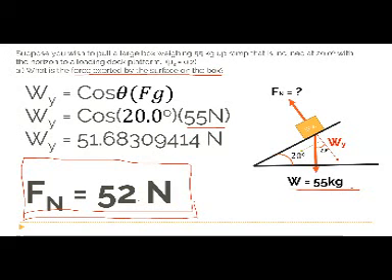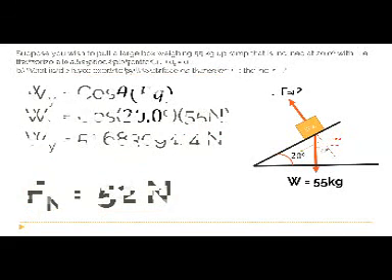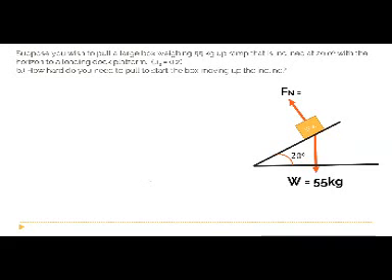And for letter B, we'll solve for the minimum force needed to move the box. So we need to solve for the frictional force, since frictional force is the minimum force needed to pull the box. If the applied force is going to the right, then the frictional force is going to the left.